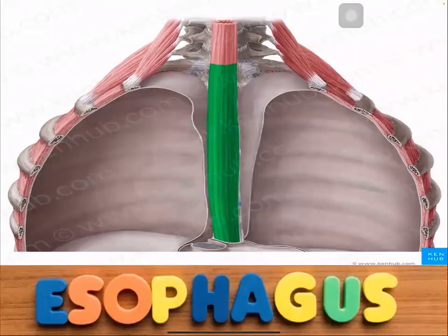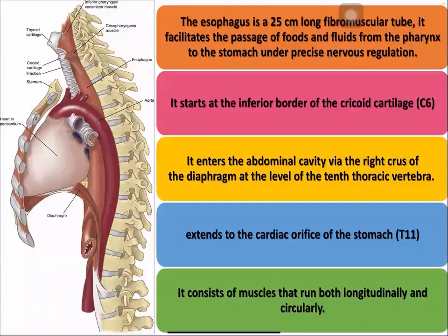Okay. The esophagus is a 25 cm long fibromuscular tube. It facilitates the passage of food and fluid from the pharynx to the stomach under precise nervous regulation. It starts at the level of C6 at the lower border of the cricoid cartilage. This is the cricopharyngeal muscle.